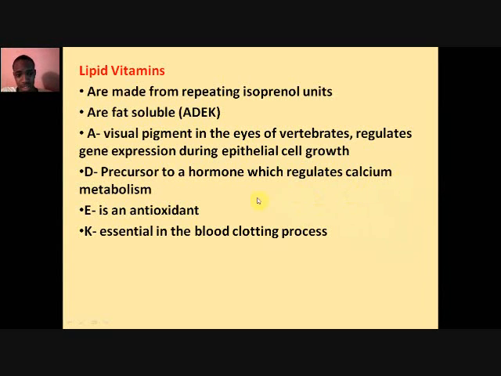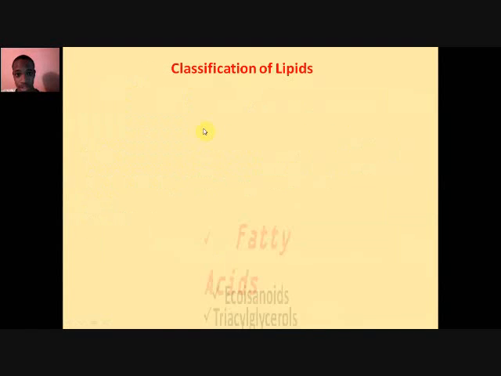Now vitamin E is an antioxidant. A lot of times in cells you will find free oxygen radicals attacking the membrane. But vitamin E is a very important antioxidant. And vitamin K, as we may have seen before, is essential in the blood clotting process. Alright, so these are the general lipid vitamins.